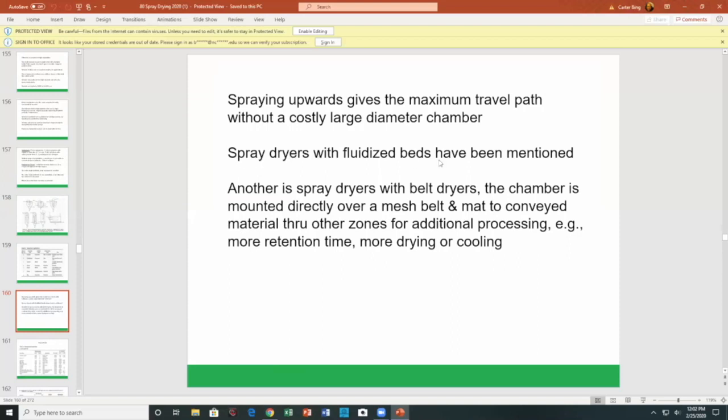Spray dryers with fluidized beds have been mentioned. Another spray dryer with belt dryer is possible. Chambers mounted directly over the mesh belt mat convey material through the various zones for processing.